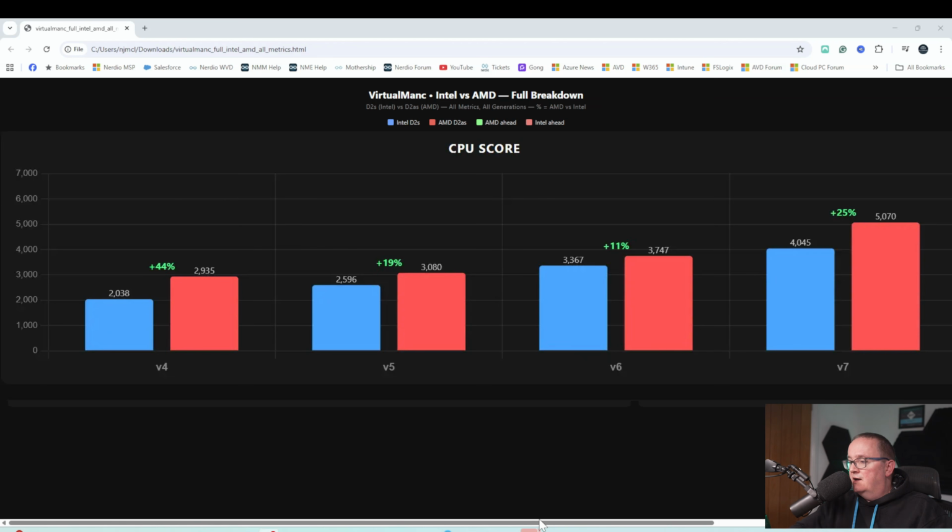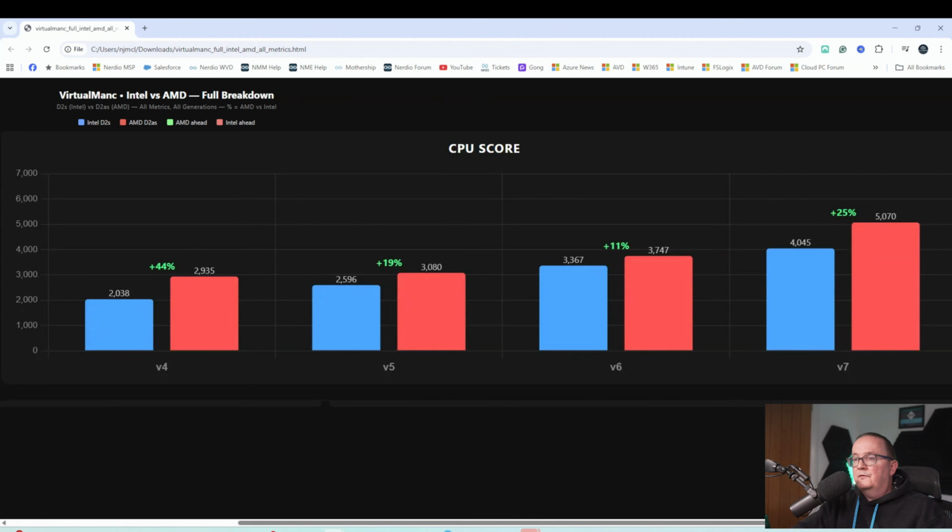And then again, we can look at the CPU. So the CPU score, V4, 44% faster, V5 19% faster, V6 11%, and then V7 25% faster CPU, which is crazy, right? So if you think about how that can affect end user performance, that could be quite considerable. And then you've got to think about all the latest AI stuff as well. That is really interesting that there's so much ahead compared to Intel.